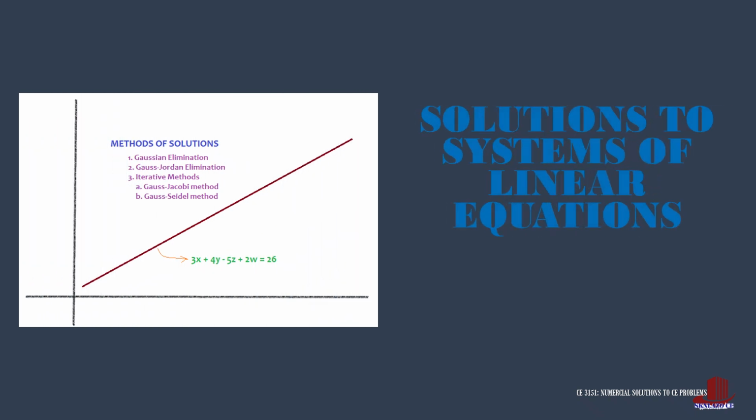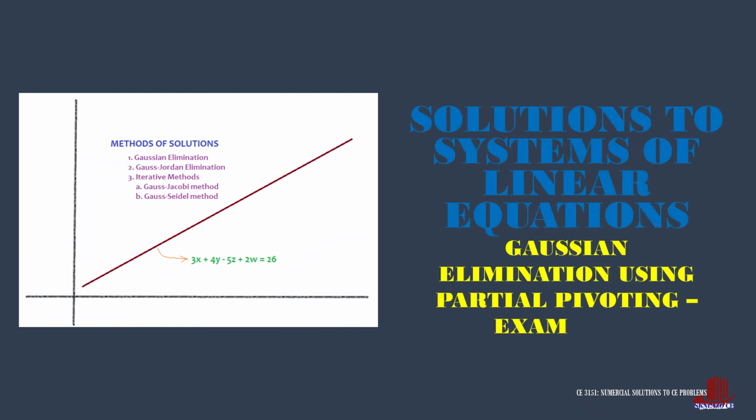Gaussian elimination has three varieties: without pivoting, with partial pivoting, and complete pivoting. Check these examples solved using partial pivoting.